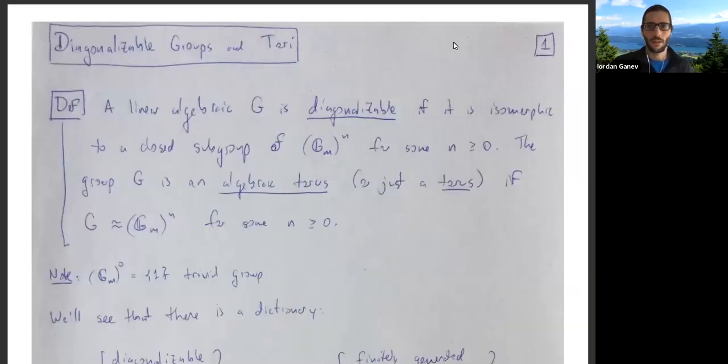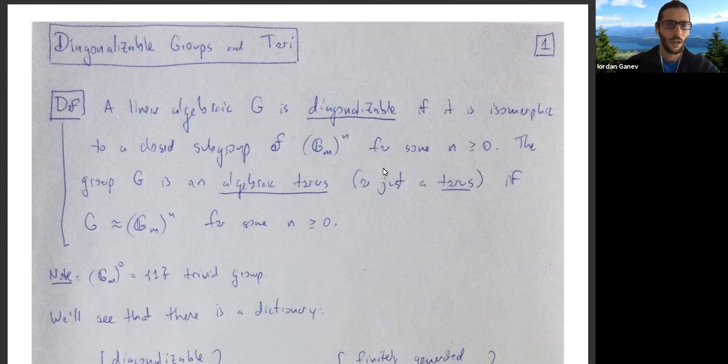Okay, so last time we covered this section on diagonalizable groups and tori. So let's just go over the highlights. We start with the definition of a diagonalizable group. This is a closed subgroup of a torus, a torus being G_m to some power. A closed subgroup of a torus is called a diagonalizable group.